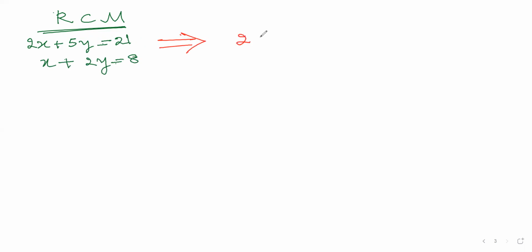Okay, so let me write the primitive two equations. 2x plus 5y is equal to 21. The next is x plus 2y is equal to 8. Isn't it? Now I'm not just going to use them like this because it's very important that in RCM you need to have 0 on the right hand side. So I'm going to rewrite my equation as 2x plus 5y minus 21 is equal to 0. And the next is x plus 2y minus 8 is equal to 0.